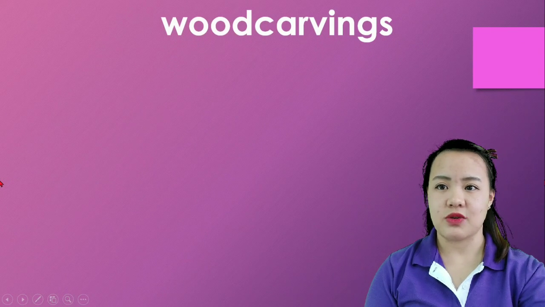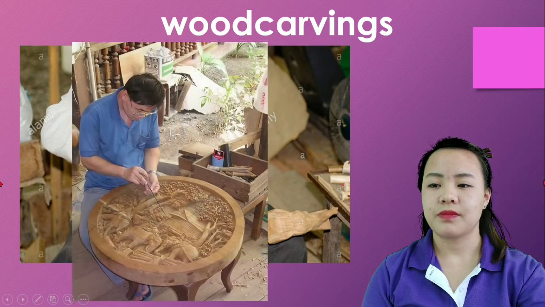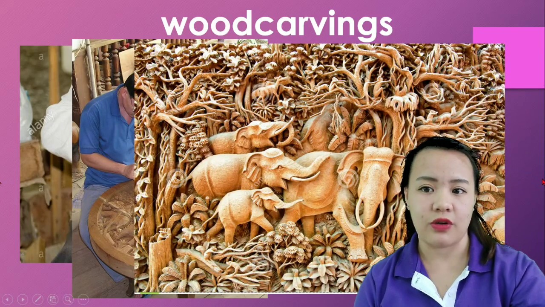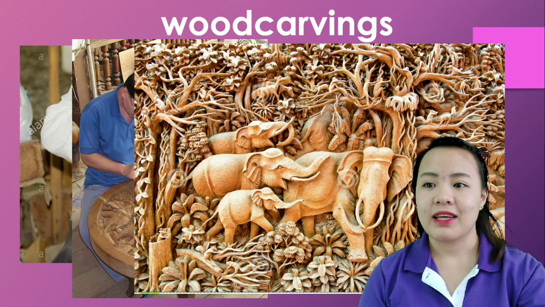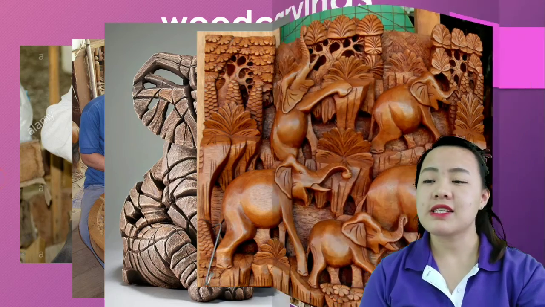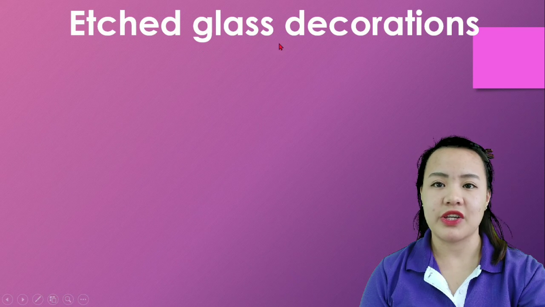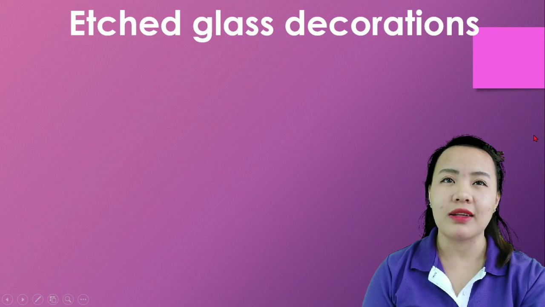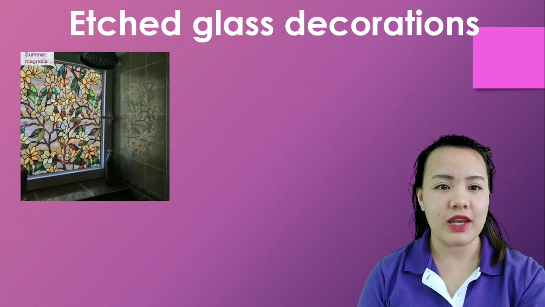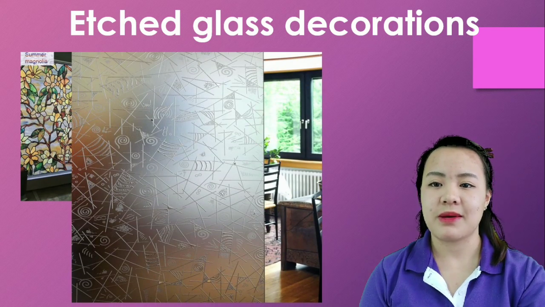First, wood carvings. These are some examples of wood carvings. They are carving in wood or in a kind of tree. These are some examples, finished products. Next, etched glass decorations. You see this one in a mall, in a house. These are some examples. You mostly see this one in a bathroom, a hotel bathroom. These are some examples, and this one.